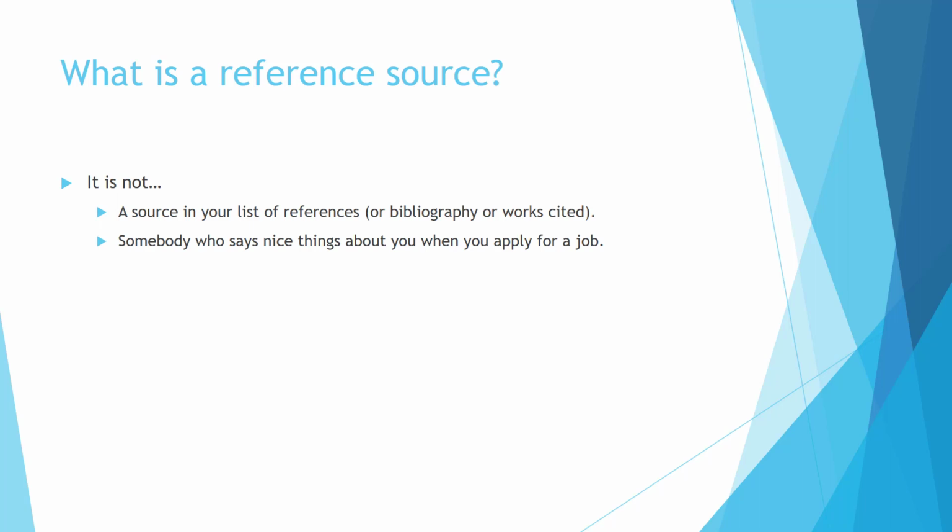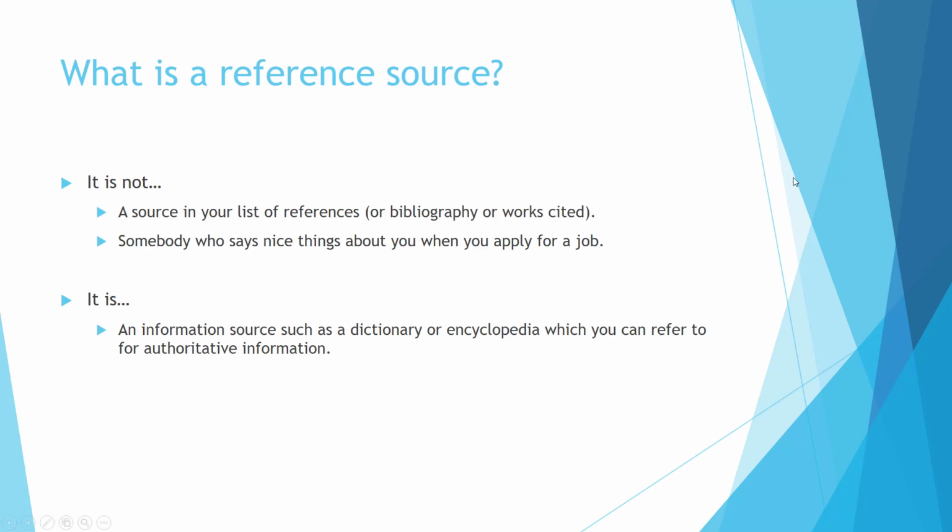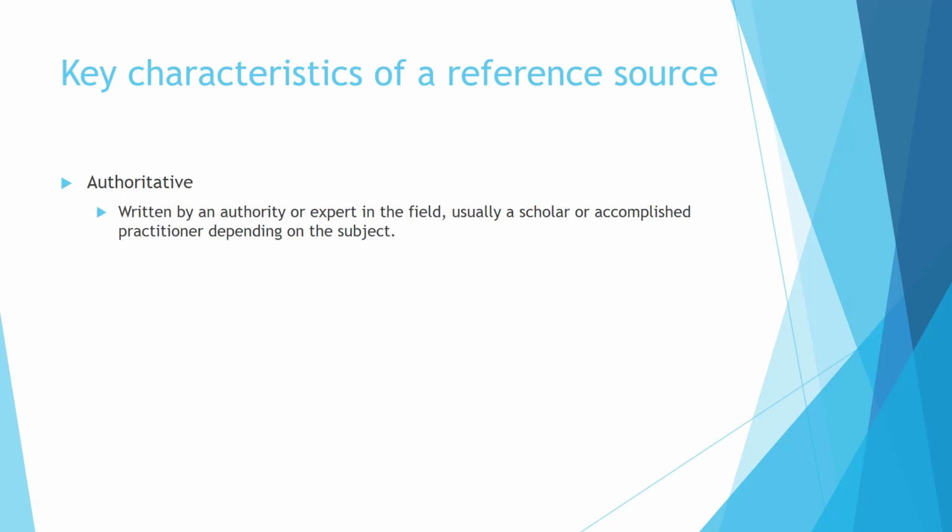A reference can also simply be when you put someone down as a reference for a job, for instance. But when we're talking about a reference source, we don't mean either of those things. What we mean is an information source such as a dictionary or encyclopedia, which you can refer to for authoritative information. Authoritative is kind of the key term here. So what do we mean by authoritative? Basically, it's written by an expert. When you look at a reference source such as an encyclopedia, you go into that with the understanding that the information provided there is authoritative and can be trusted and is credible.